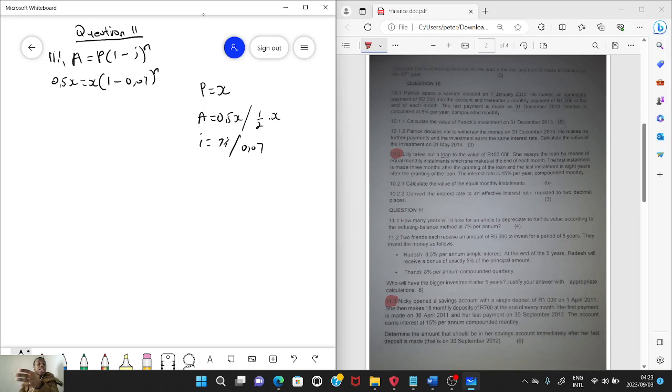You see, you cannot deal with two variables. The x will cancel out, and we are left with 0.5, which is equivalent to 1 minus 0.07, which is 0.93 to the power n.